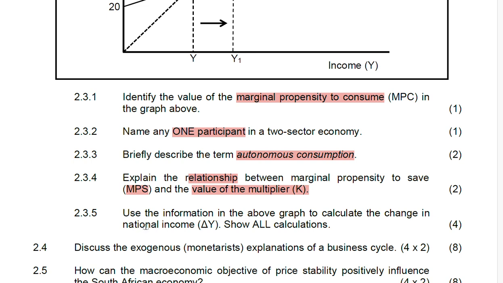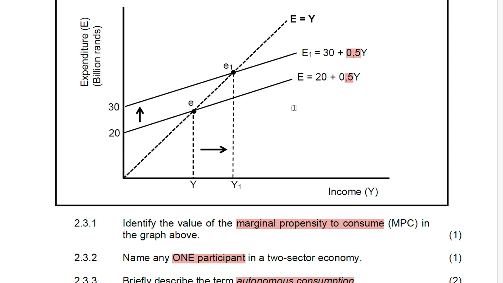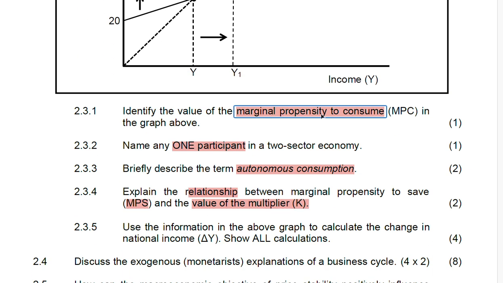2.3.5, use the information in the above graph to calculate the change in the national income. Show all calculations. So now it is important for you to understand how you go about this calculation. It is 4 marks, meaning you are going to work on getting the figure right. I'm going to teach you the easiest way to calculate what we are required, which is the change in the national income.